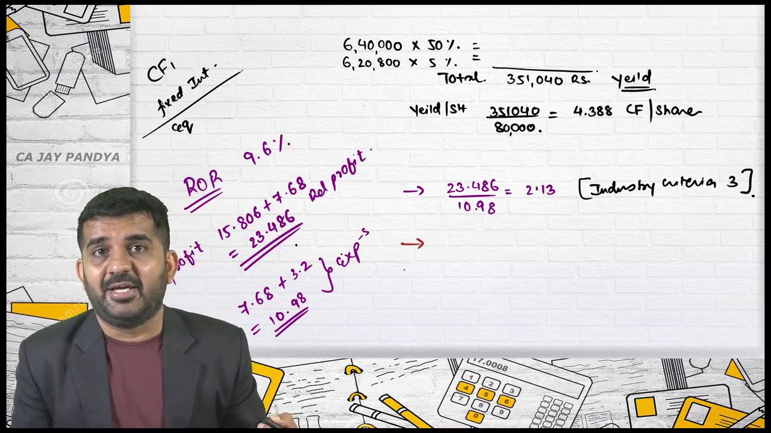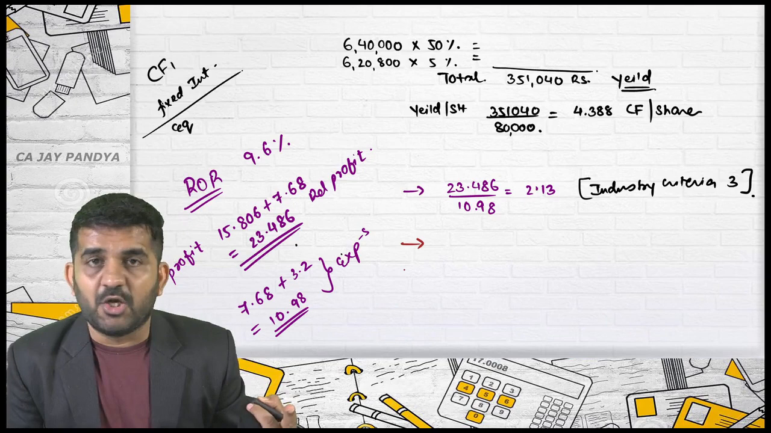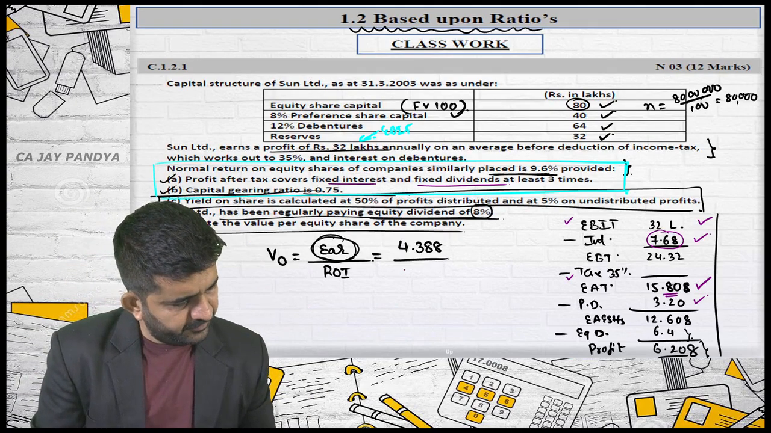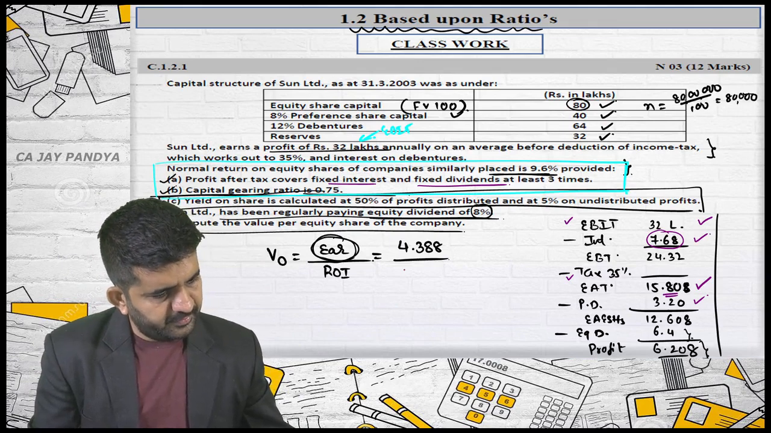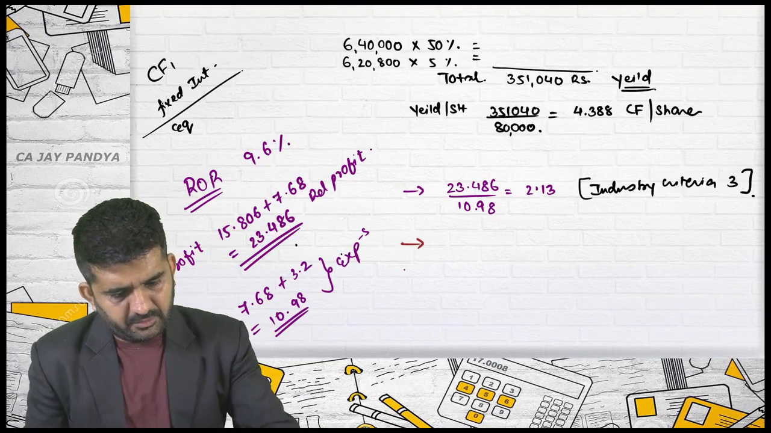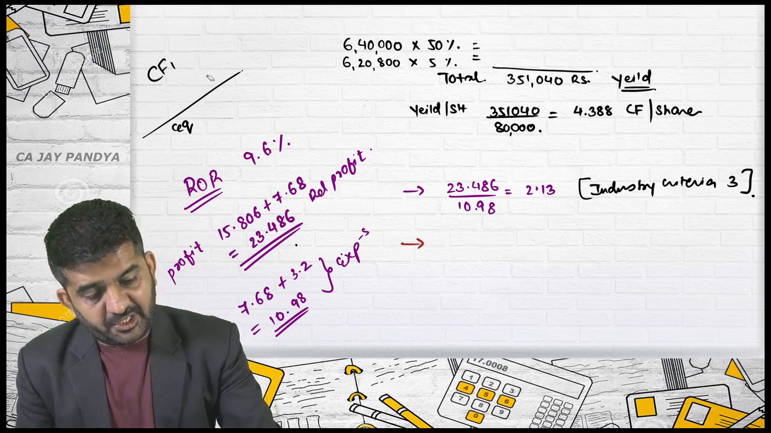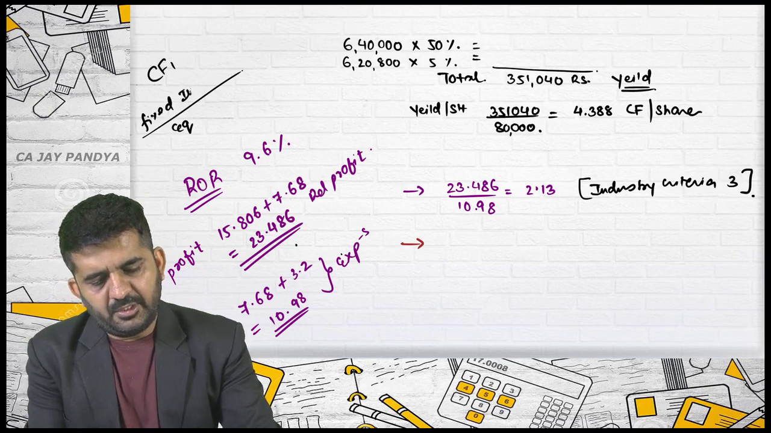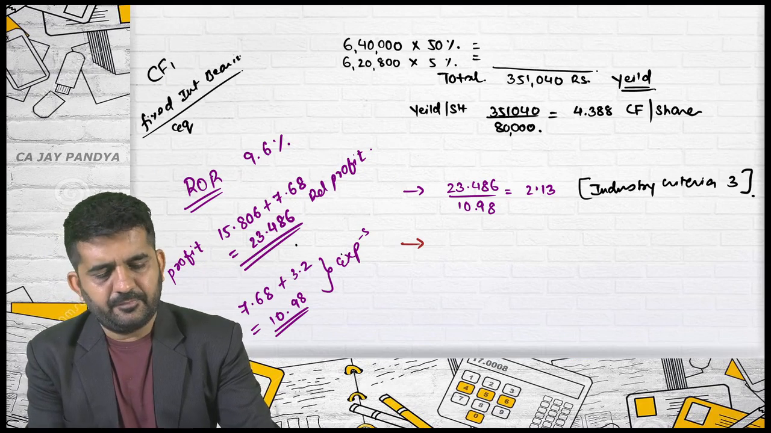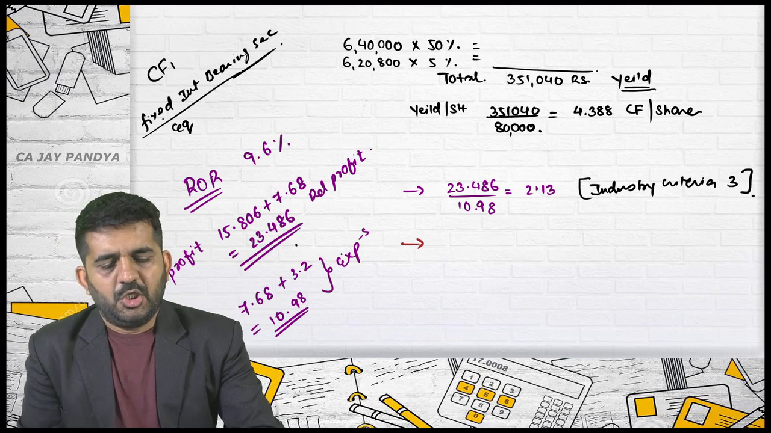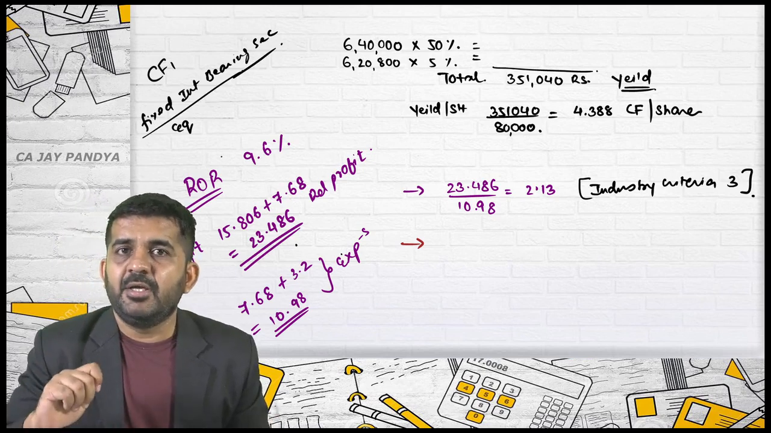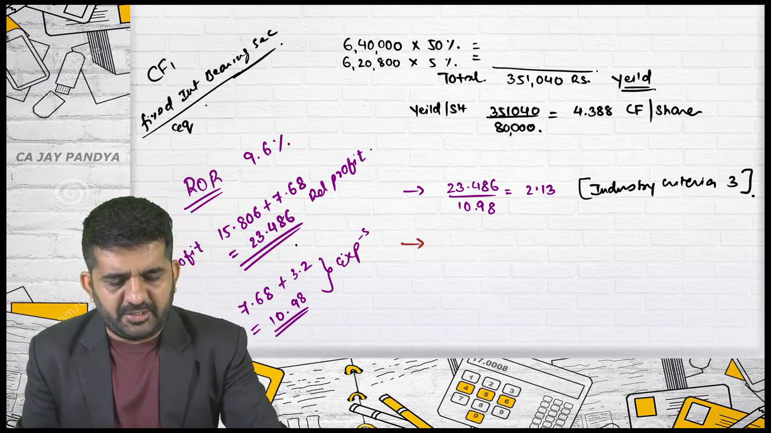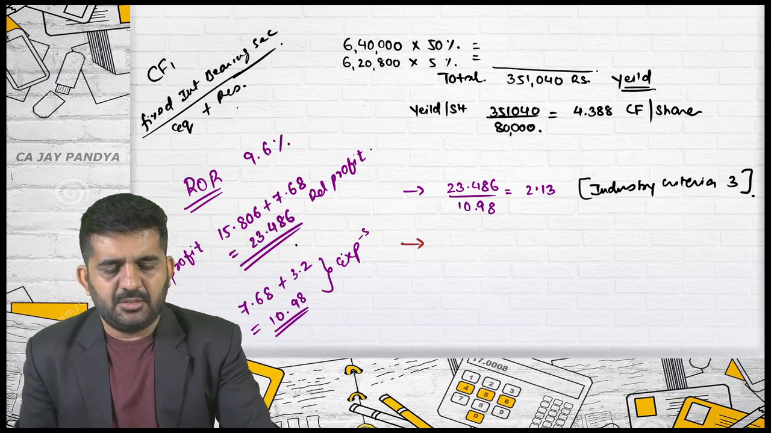Fixed interest, it includes the preference dividend also. Is it alright? Sorry, I'm making a mistake, it is not fixed interest, it is fixed interest bearing security. So this will be preference shares plus debentures, and in the denominator it will be equity plus reserves.